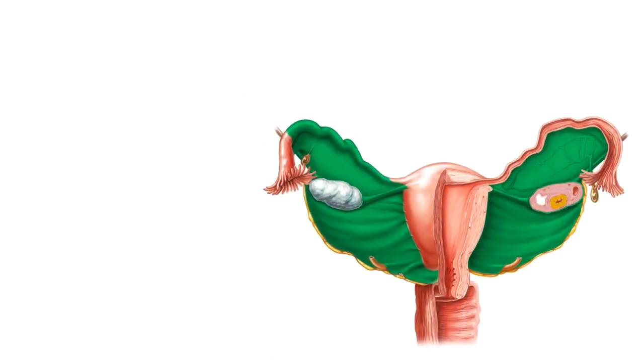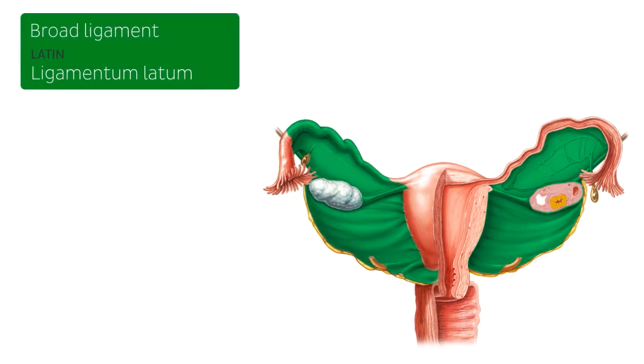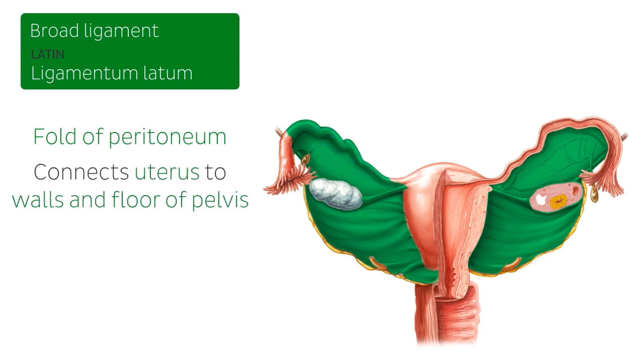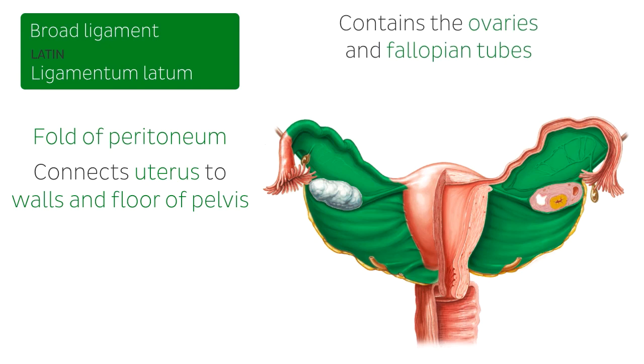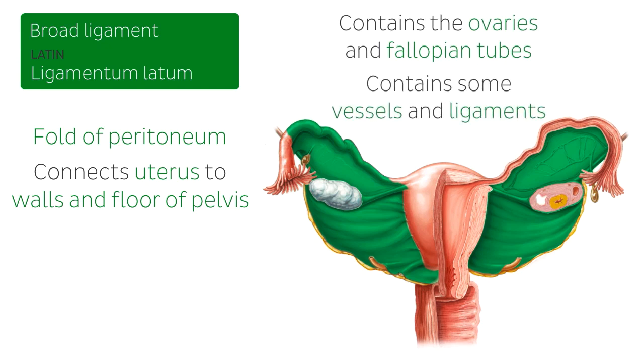So since we're bringing up the broad ligament, let's have a closer look at it. And highlighted green in this image is the wide fold of peritoneum referred to as the broad ligament, as well as part of the fallopian tube on the right side here. And the broad ligament connects the sides of the uterus to the walls of the pelvis, as well as the floor of the pelvis. And the broad ligament contains numerous structures such as the ovaries, fallopian tubes, and ovarian vessels.